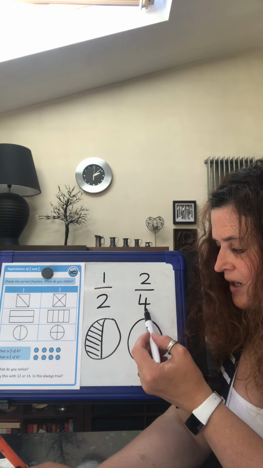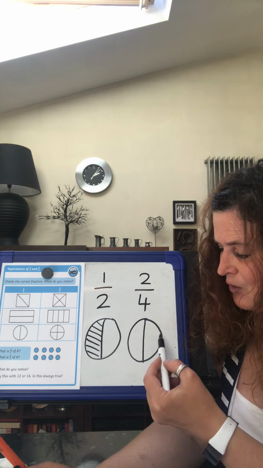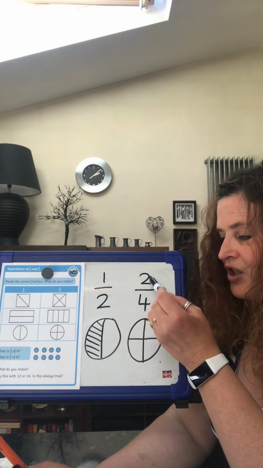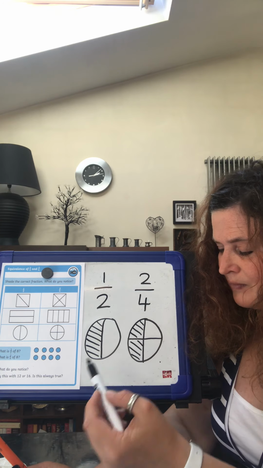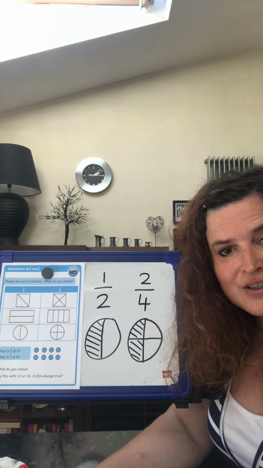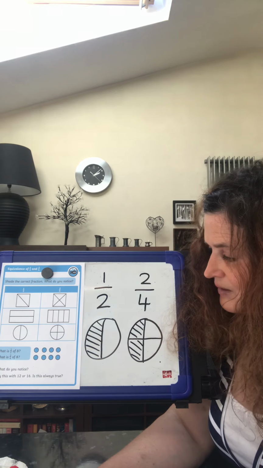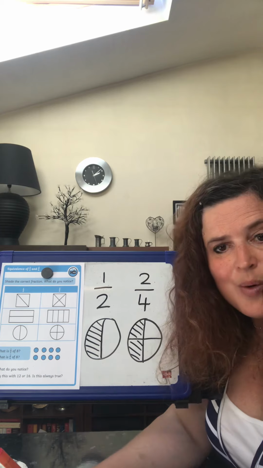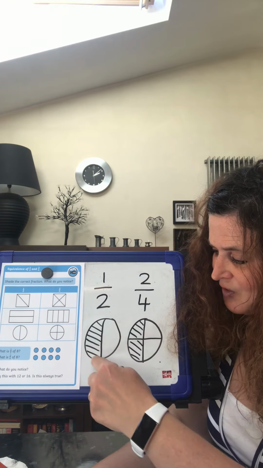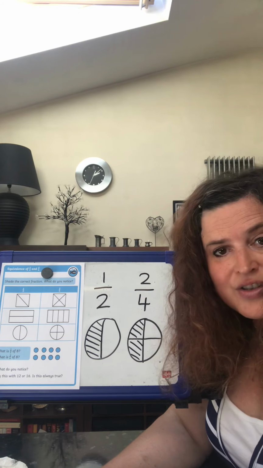For 2/4, if I look at the denominator, I'm going to split this shape into 4 parts. And if I shade 2 parts, I do it like that. What do you notice? Pause the video and just talk to someone at home. What did you notice? Yeah, they are the same. They take up the same amount of space within the circle. They are equivalent. They are worth the same.